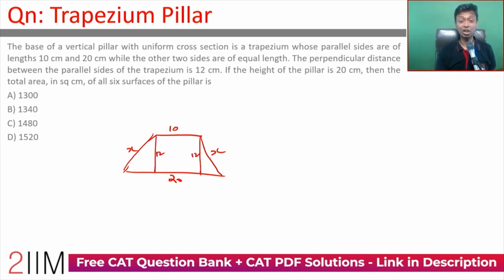So this should be equal sides. So these two should be equal. This is 12. This should be 5. This should be 5. So X is 13. This is the base we are talking about. Height of the pillar is 20 centimeters.